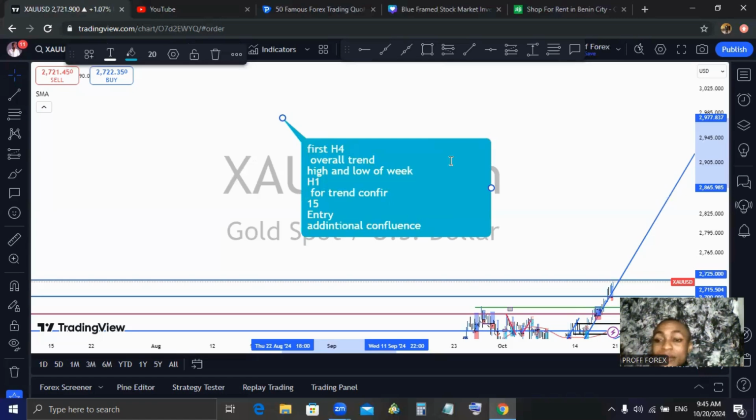In trading, there are some ways you do analysis. I am a day trader, so I do what we call top-down analysis, from the 4 hour to the 1 hour to the 15 minutes, where I'll be taking my entry. So this is how we do it. The first is H4, the 4 hour. What do I go to that 4 hour to do?